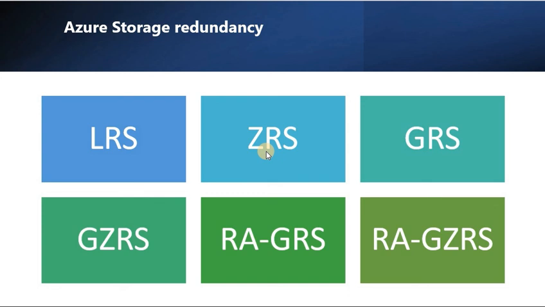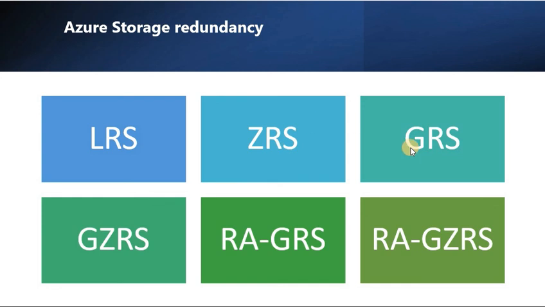With ZRS, your data is still accessible for both read and write operations, even if a zone becomes unavailable, and Azure undertakes networking updates such as DNS repointing. ZRS can't protect your data from regional level outages, as all availability zones are in a single region.